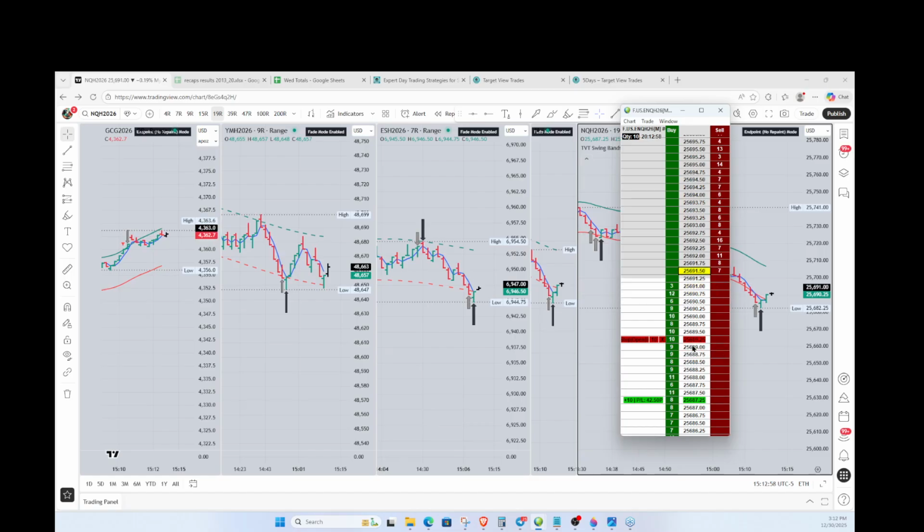And the ES is triggered in too. I'm on the ES right now too. This should really start to bounce right here, I think. What time is it? 3:13.